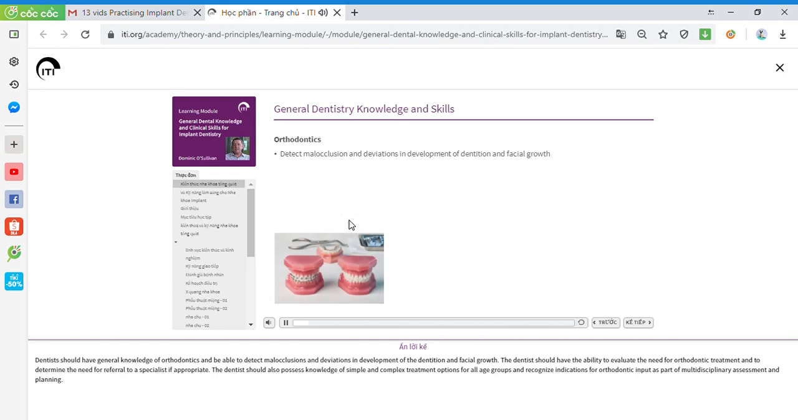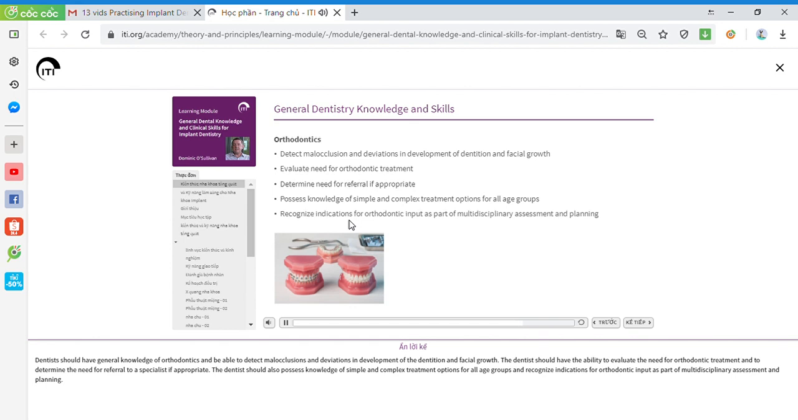Dentists should have general knowledge of orthodontics and be able to detect malocclusions and deviations in development of the dentition and facial growth. The dentist should have the ability to evaluate the need for orthodontic treatment and to determine the need for referral to a specialist if appropriate. The dentist should also possess knowledge of simple and complex treatment options for all age groups, and recognize indications for orthodontic input as part of multidisciplinary assessment and planning.